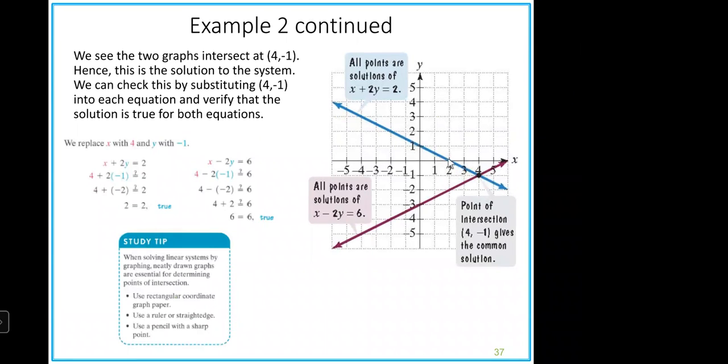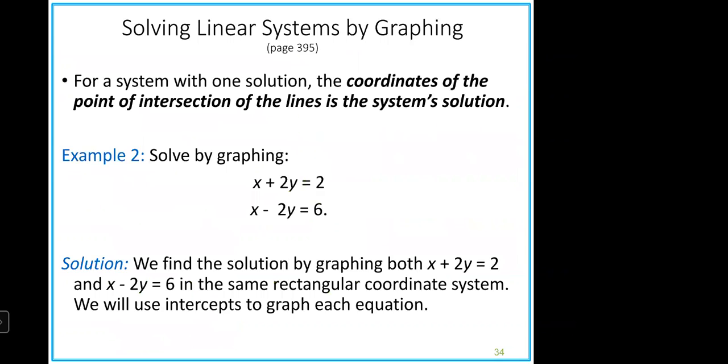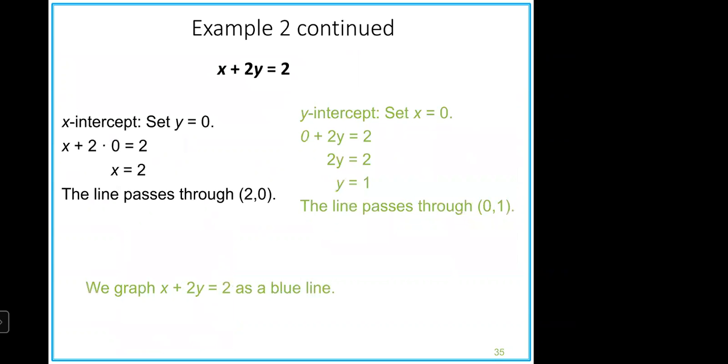(2, 0) is right here, and (0, 1) is right there. So it's going to be passing through (2, 0) and (0, 1). So you plot those two, join them together, and that will show you the graph for x plus 2y equals 2. So that was this one.